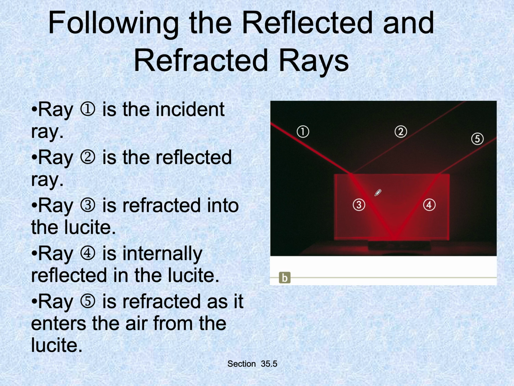Okay, so the details that I have explained just now: number 1 is the incident ray, number 2 is the reflected ray, number 3 is refracted, and number 4 is internally reflected in the lucite. The last one is also considered a refracted ray, because the light from the glass, this is the incident ray from glass, and then it refracts to the air.